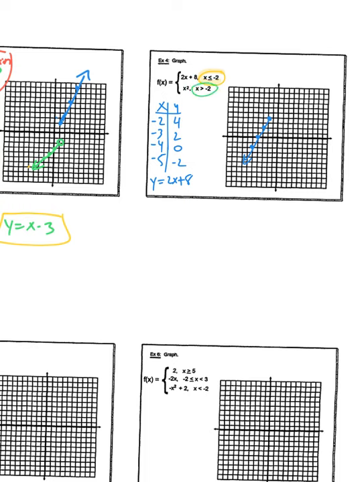X value is greater than negative 2. So even though it's not equal to, I'm going to put the negative 2, but I'm going to put an open circle on that point. So let's see, greater than. So we'll have negative 1, 0, 1, 2.